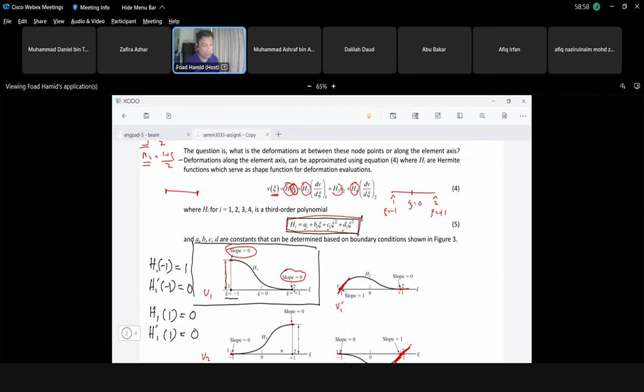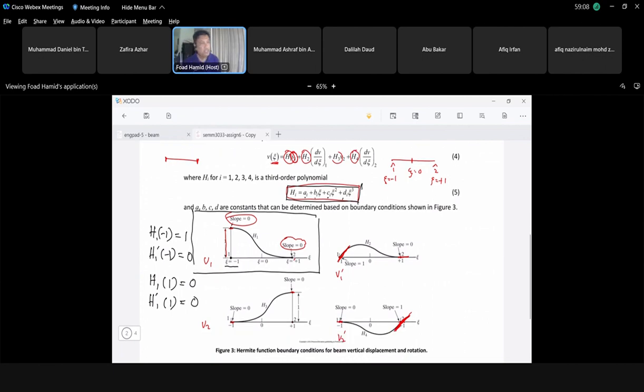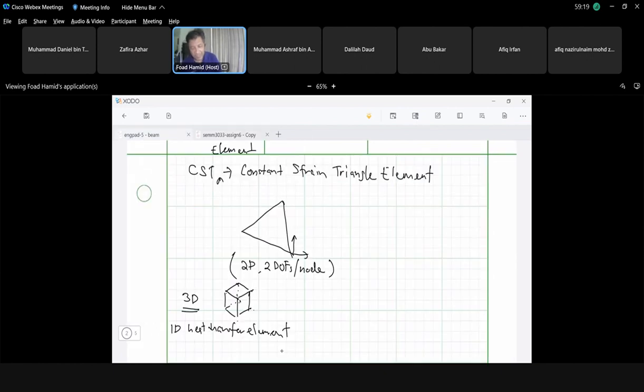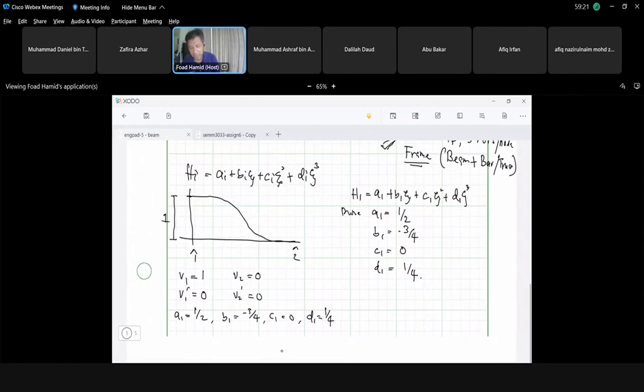So can we solve for A, B, C, and D? That's the idea. You have to do this for every H: H1, H2, H3, and H4. Okay, so let's try to do this. Hopefully, I did not make any mistakes. All right, so this is our case.